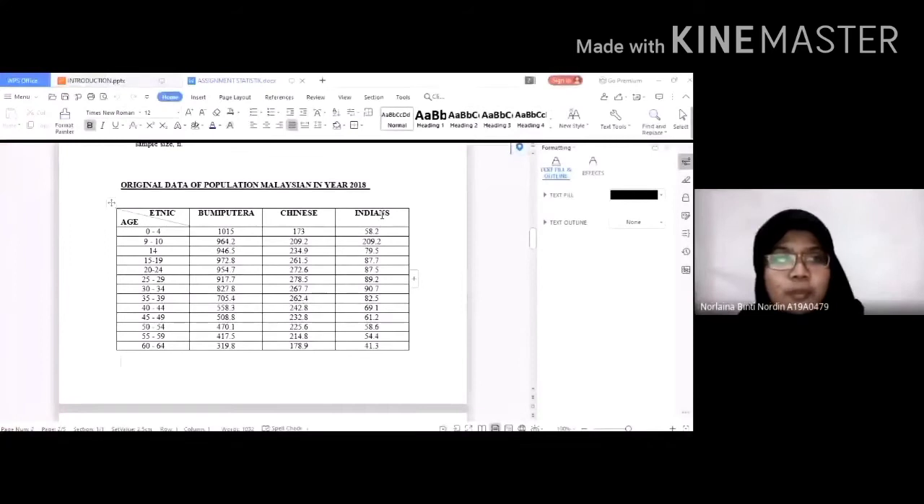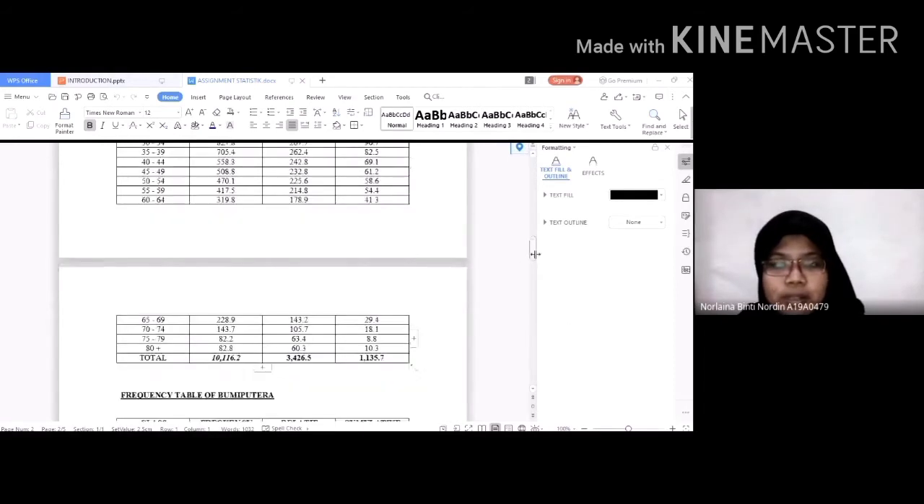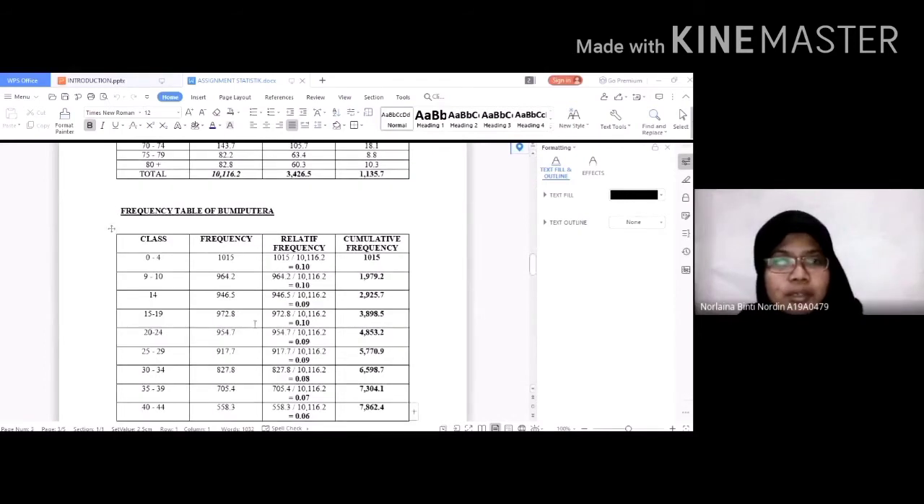Now you can see our data. So this is our original data of the population of Malaysia in 2018. So you can see the Bumiputera is highest, 10,116.2, Chinese 3,426.5, and Indian 1,135.7.